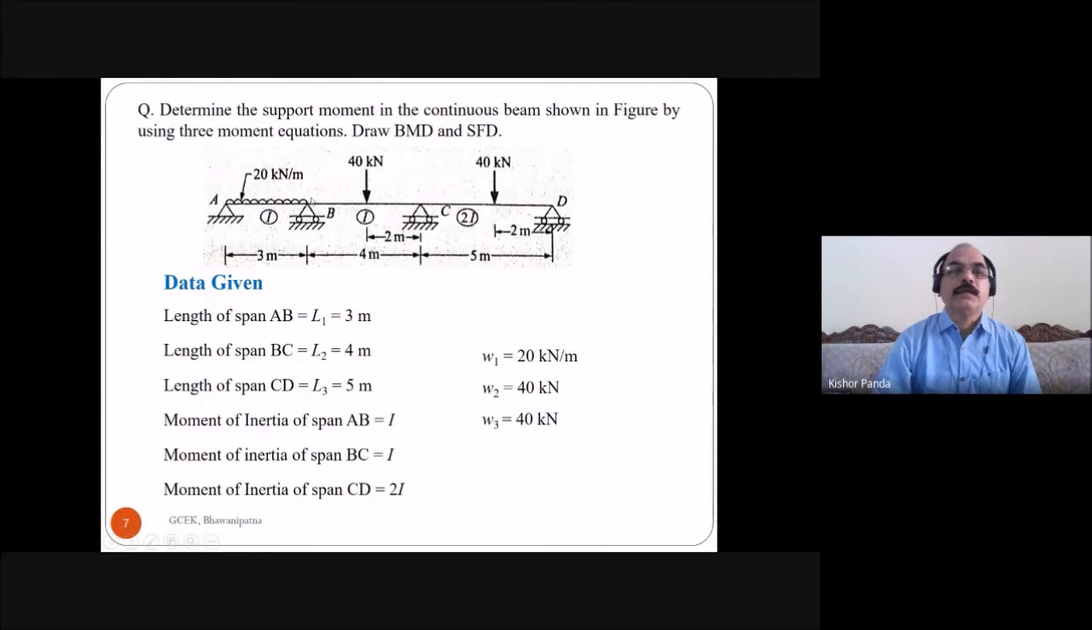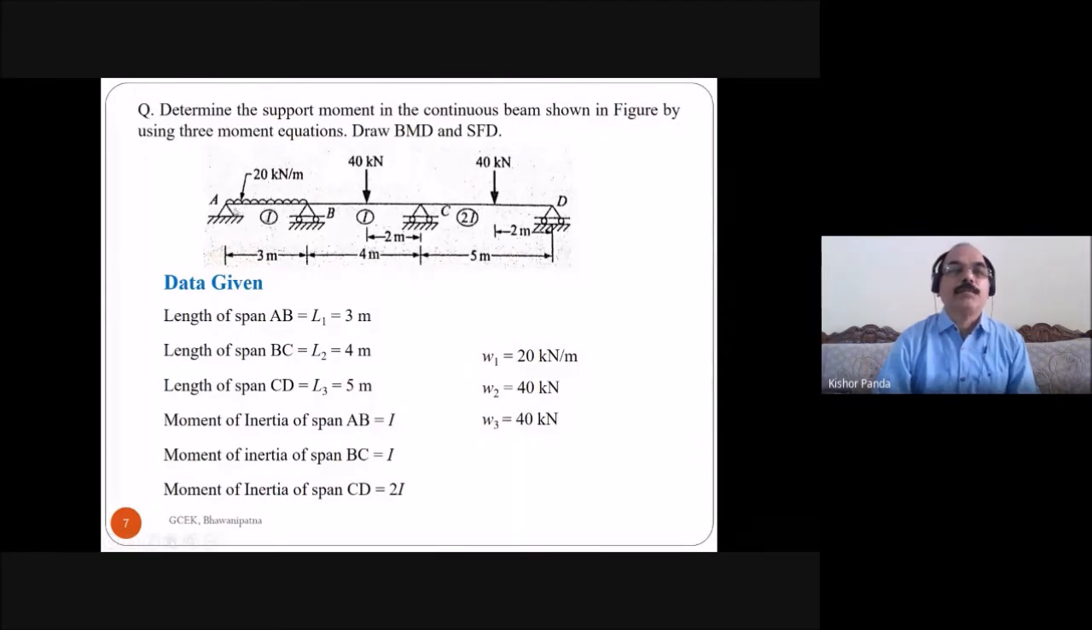Then this is an interior support, and this is also an interior support. At these two interior supports the moments are MB and MC. The moment at B is MB, and the moment at C is MC. These two are unknown moments, and you have to find them out using two equations.